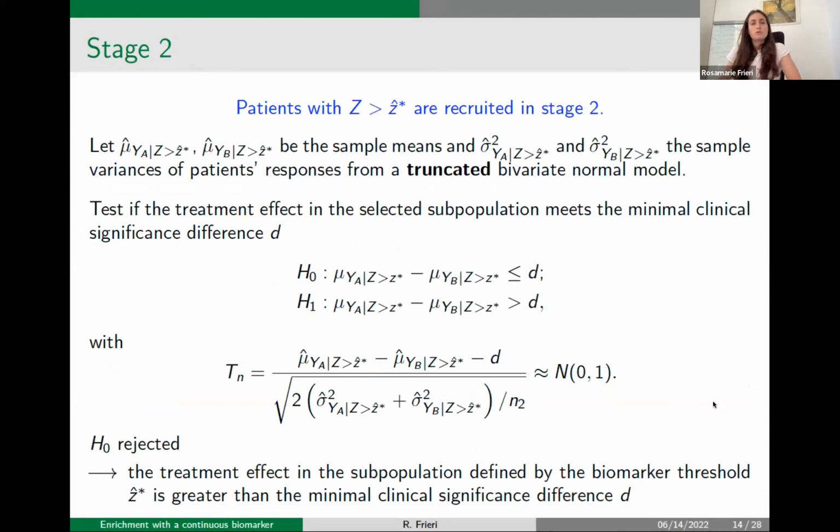Okay, so if we decided we want to proceed to stage 2 and it's worth enriching, we perform stage 2 by recruiting only patients with biomarker value greater than the estimated threshold. Following the idea of the FDA statistician, this stage 2 is seen as a confirmatory trial designed only to target the subpopulation. In this case, the data are assumed to arise from a truncated bivariate normal model, and the interest is in testing whether the treatment is superior to the control. So we test this hypothesis and we use standard central limit theorem arguments. In the case the null hypothesis is rejected, we conclude that the treatment effect in the subpopulation defined by the biomarker threshold hat Z star is greater than the minimal clinical significance difference D.